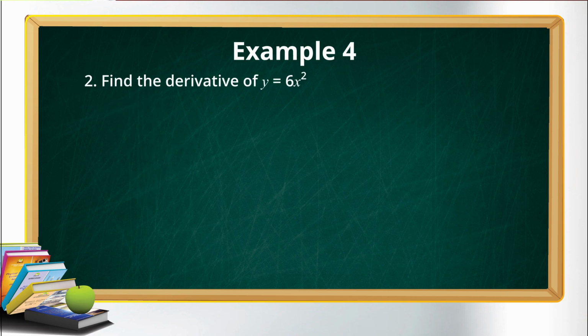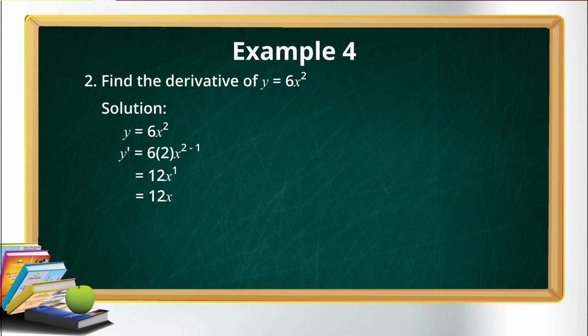The second problem, find the derivative of y is equal to 6x squared. Multiply the coefficient, which is 6, by the integer 2, and then deduct 1 from the exponent 2. You get y prime is equal to 6 times 2x to the power of 2 minus 1. And we get 12x to the power of 1, which is just 12x.